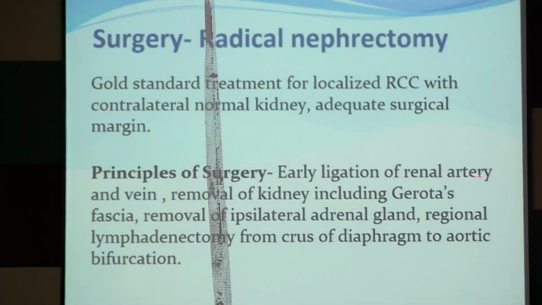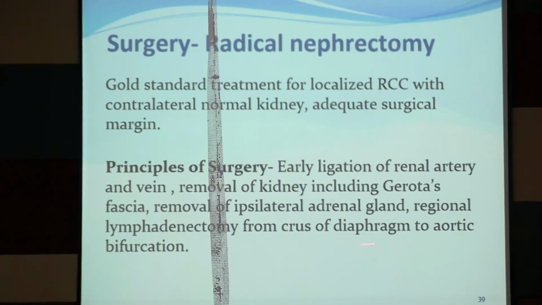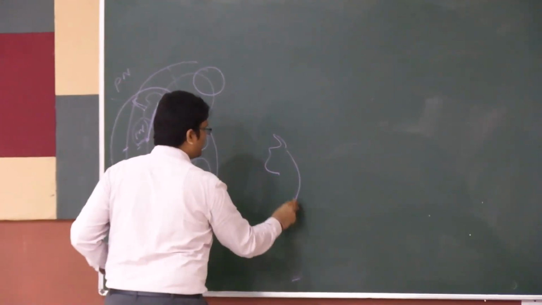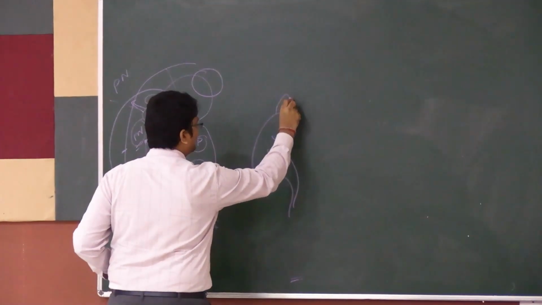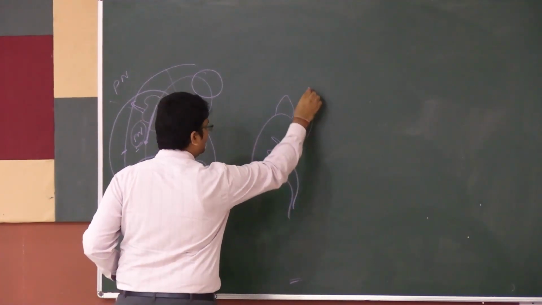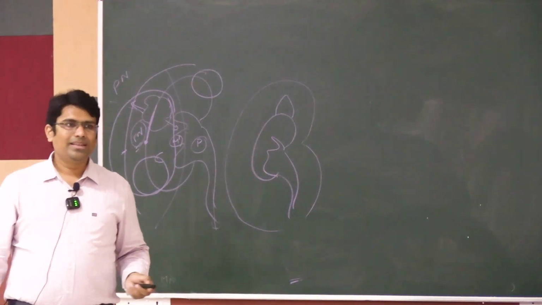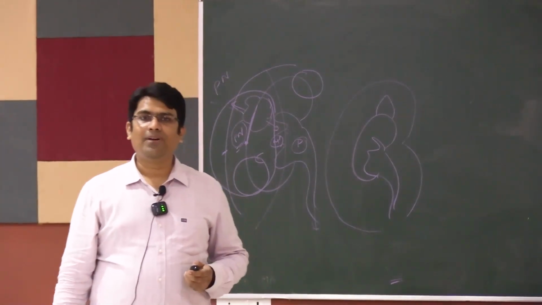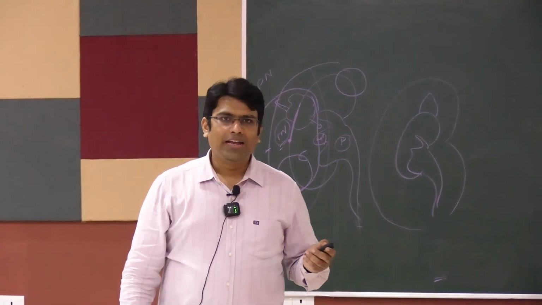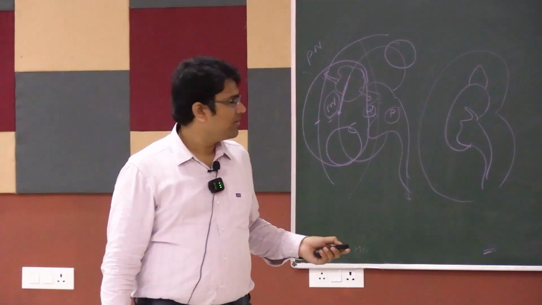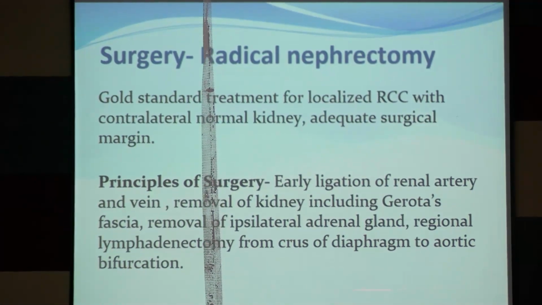So radical nephrectomy is an operation where we are not only removing the kidney, we are also taking out the Gerota's fascia and trying to take out the adrenal gland. If this is the kidney, the adrenal gland is an area which is like this. So we take out the entire thing. Basically the adrenal is also taken. But nowadays, if we find that it is not grossly involved, if it is a lower pole tumor or a small tumor, we try to spare the adrenals. Also, lymph node dissection has to be done from the crus of the diaphragm to the aortic bifurcation.